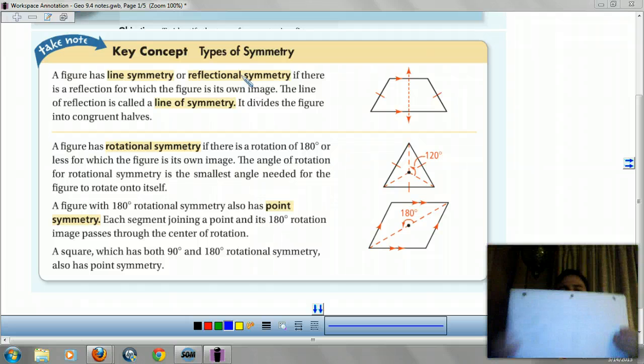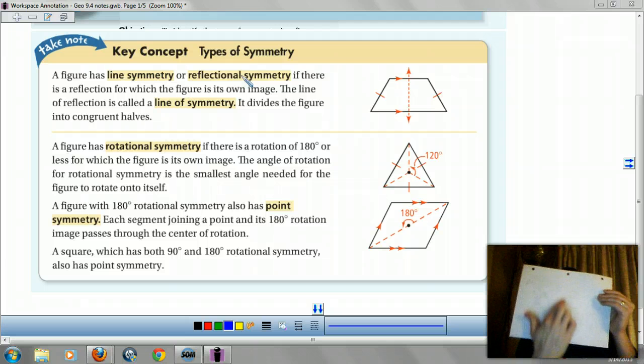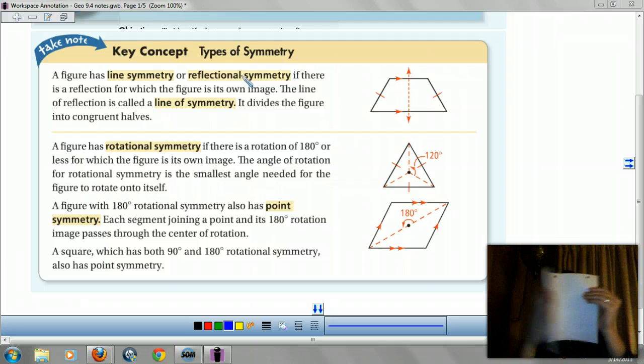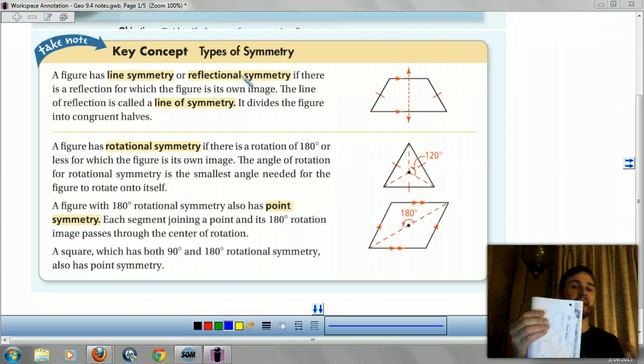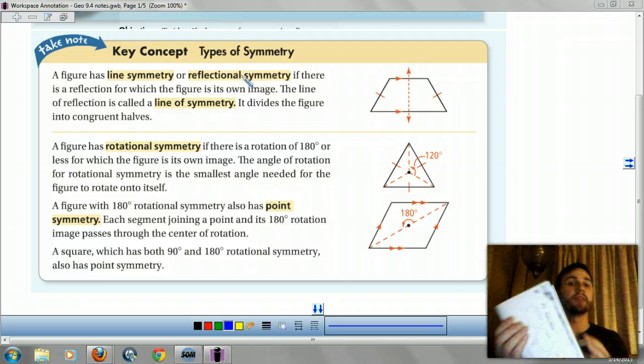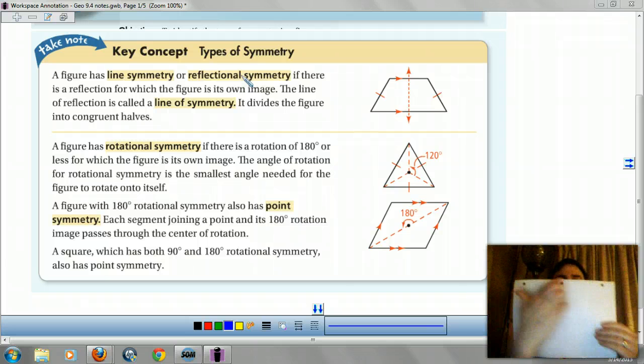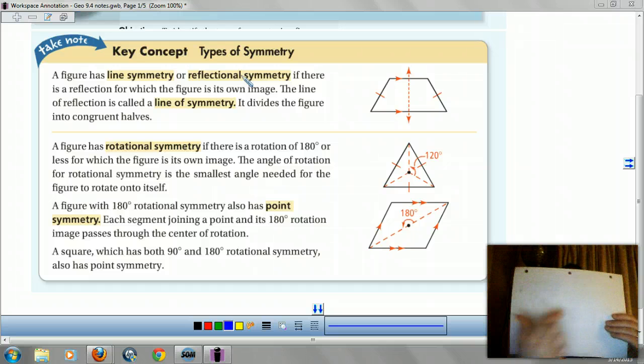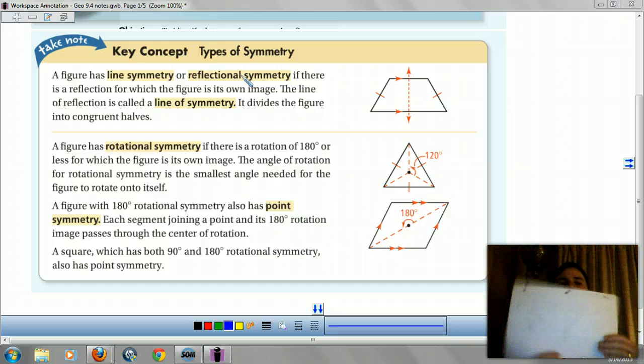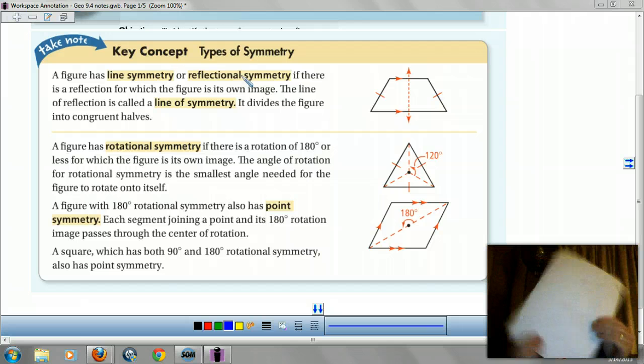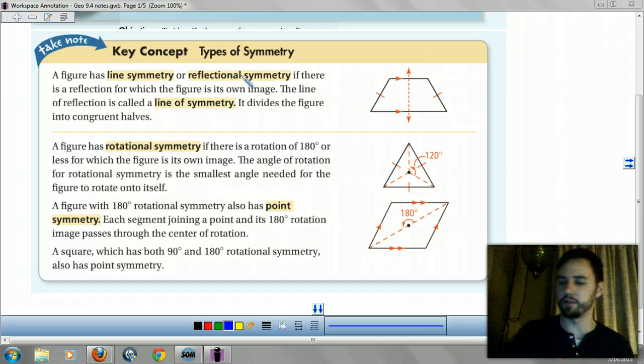What's this? A piece of paper. Draw a line because it's a rectangle. Fold in half and they match up, right? So that's reflectional symmetry. The line would be right here. Now rotational: if I choose this point right here in the middle and rotate it 180 degrees, it's the same shape. That's rotational symmetry.